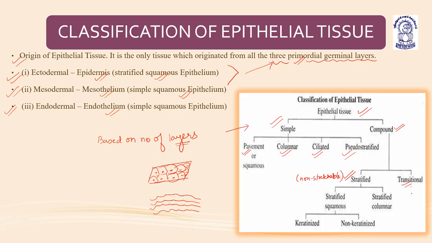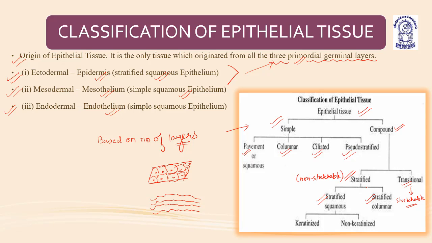And transitional epithelium, it is stretchable. So the stratified epithelium is non-stretchable, while the transitional epithelium is stretchable. Stratified is further divided into stratified squamous and stratified columnar.